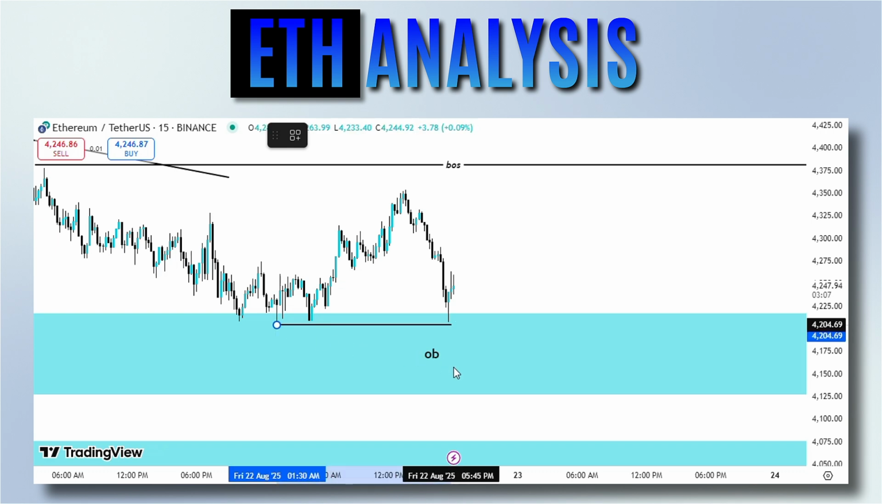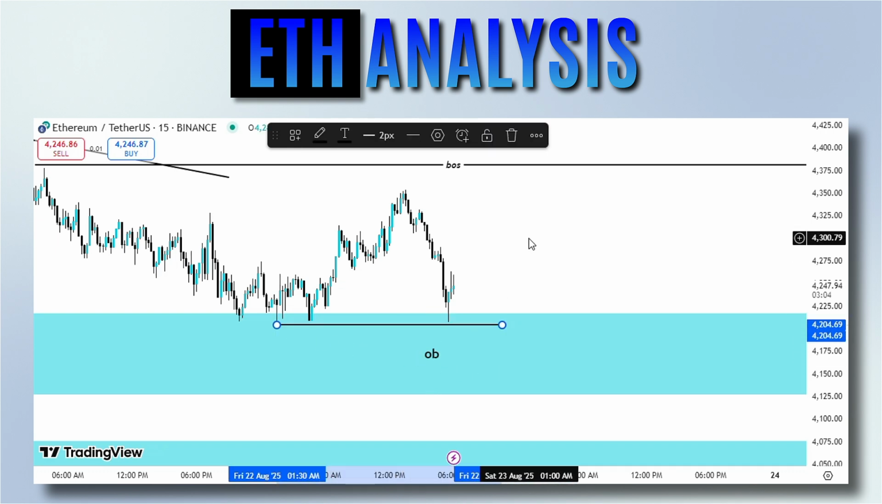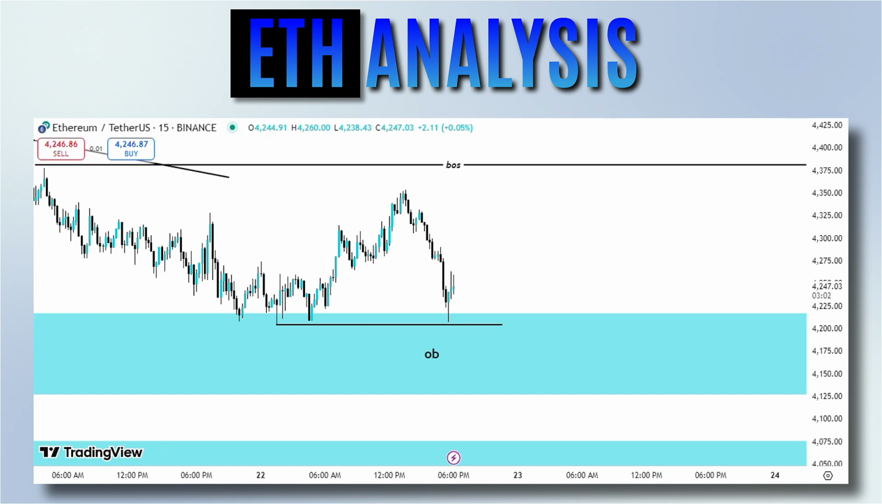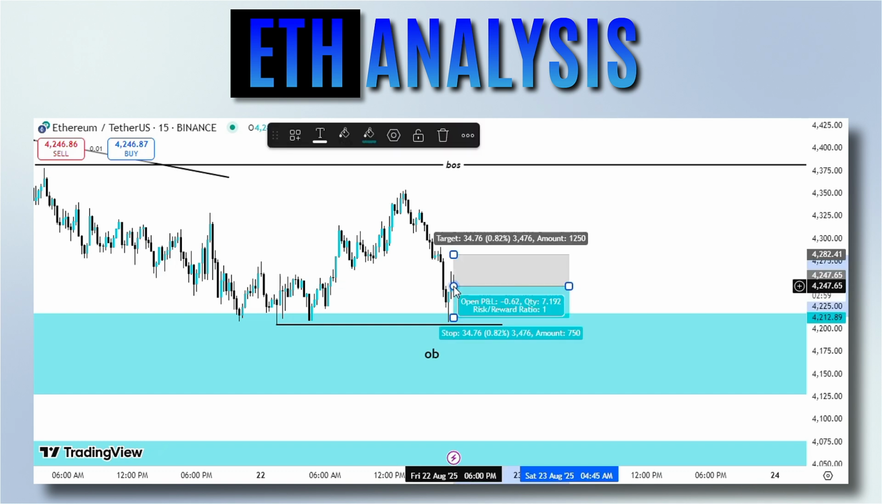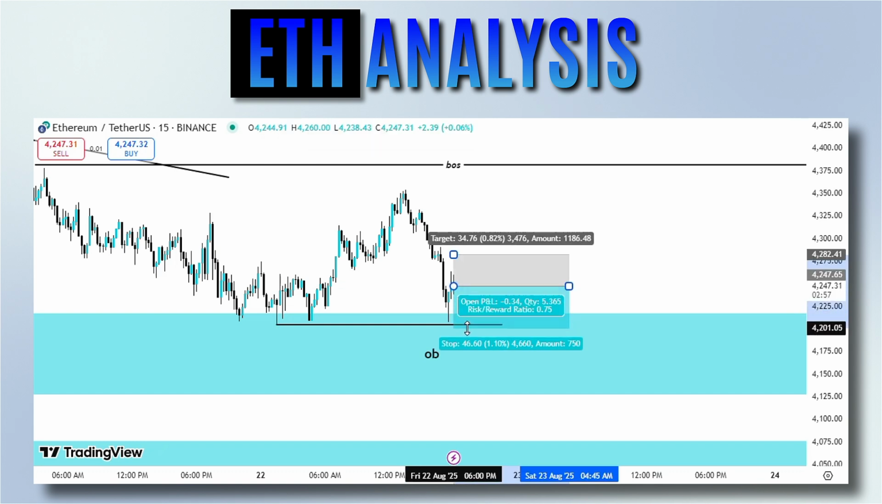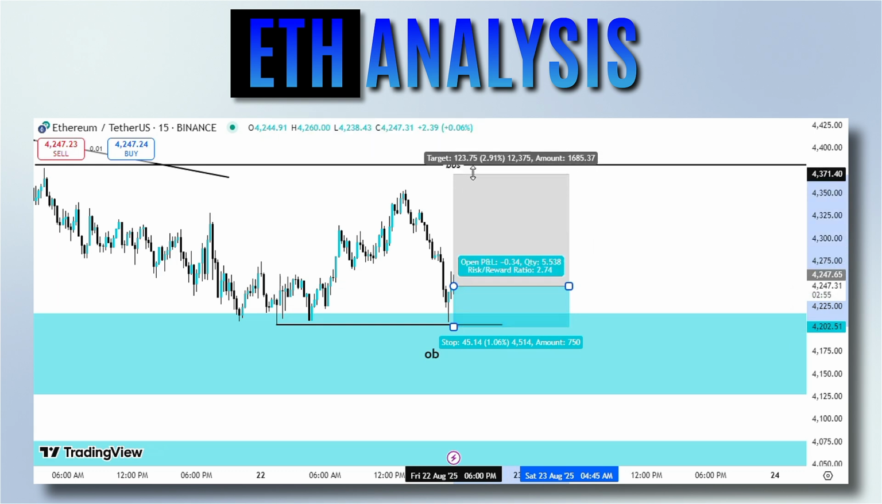1-hour chart provided the confirmation with a shift in market structure. 15-minute chart gave us the precise entry plan with a clear target. By aligning all these time frames, we can build a high conviction trade setup.